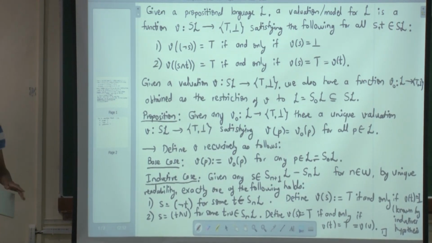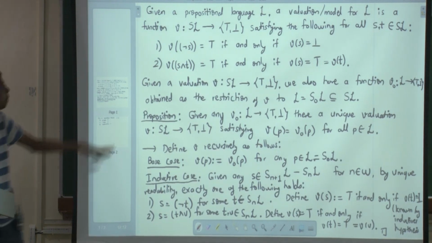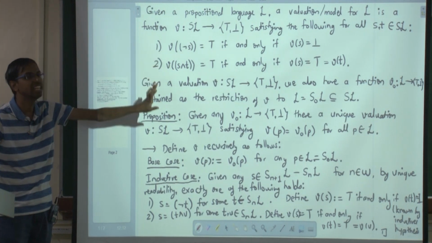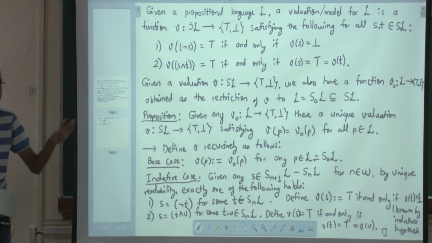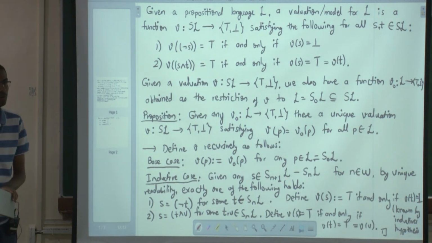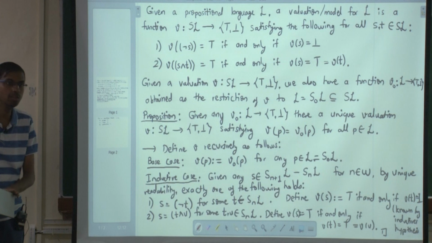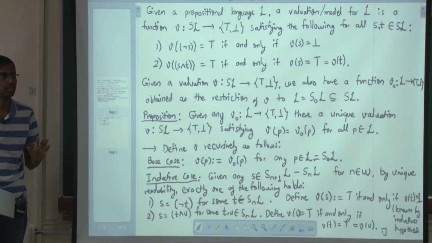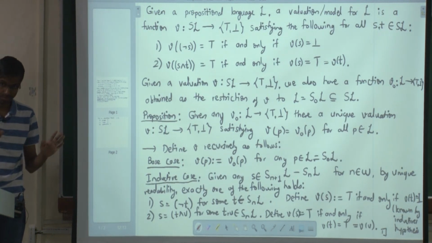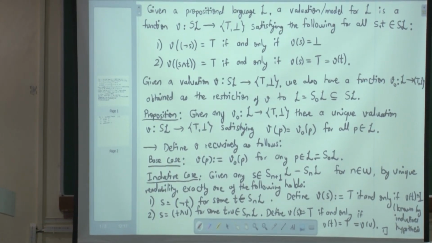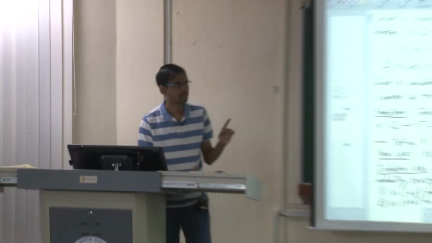So basically, a valuation, even though it looks complicated, we don't really have to check it for infinitely many formulas. It's enough to start with any random function from L to true and false. So you simply assign truth values to the propositional variables and every other truth value is determined. Any questions? So that's precisely what we do in the case of truth tables.